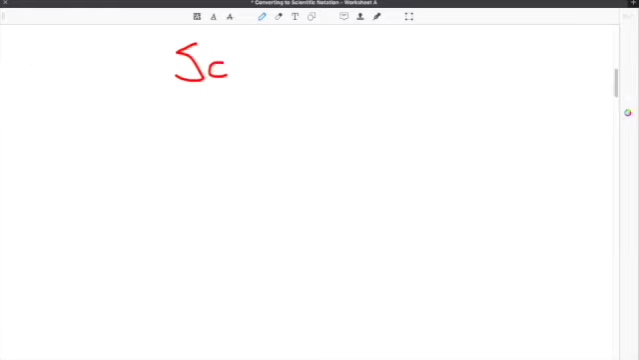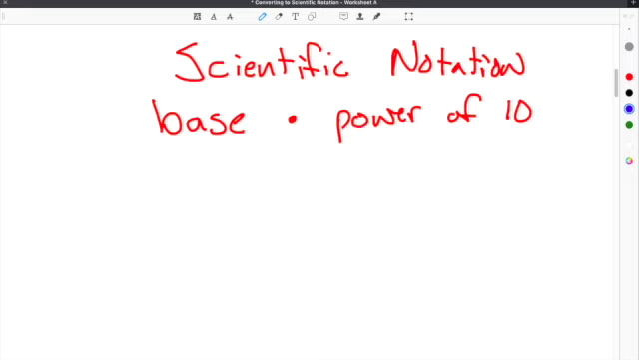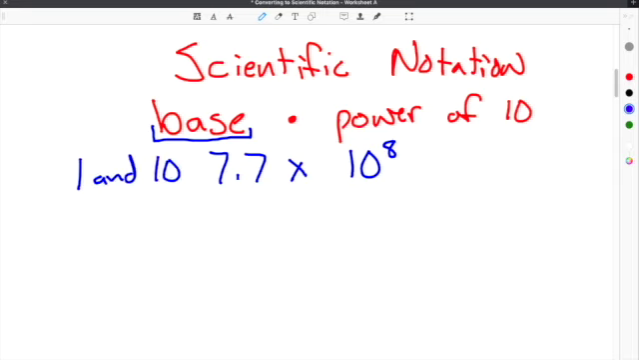In order to show you how to do scientific notation, you have to first know the main parts of scientific notation. There are two main parts of scientific notation. It is the base being multiplied times a power of 10. So for example, you could have something like 7.7 times 10 to the 8th power. The base always has to be in between 1 and 10, and the power of 10 is always a base of 10 being multiplied times an exponent.